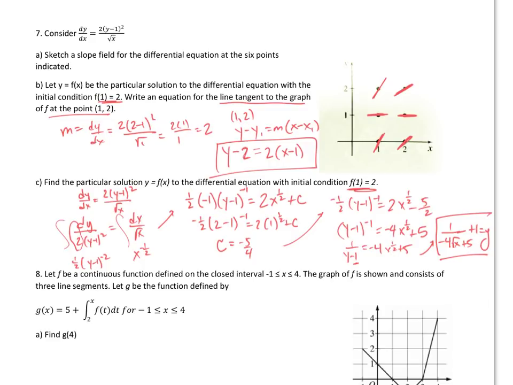All right, let's take a look at the next one. The next one says, let f be a continuous function defined on a closed interval from negative 1 to 4. The graph of f is shown and consists of 3 line segments. Let g be the function defined by g of x is equal to 5 plus the integral from 2 to x of f of t dt for x from negative 1 to 4.